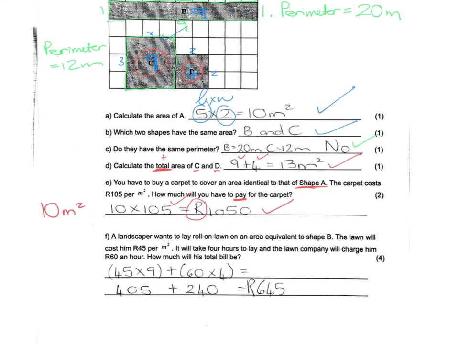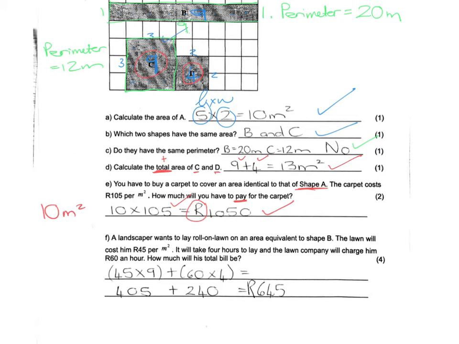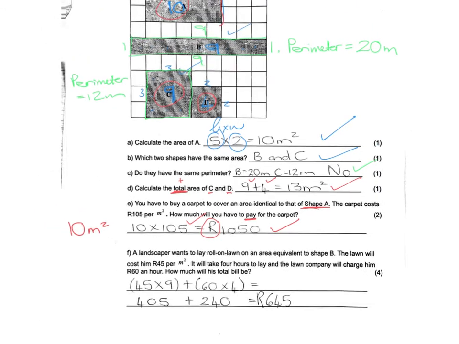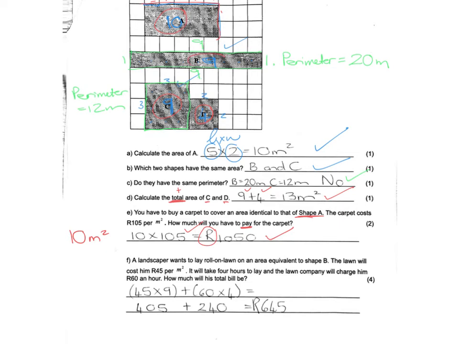A landscaper wants to lay roll-on lawn on an area equivalent to shape B. So if I look at B and I want this area to be covered in grass, that's 9. I've already counted 1, 2, 3, 4, 5, 6, 7, 8, 9 square meters, or you could say 9 times 1 is 9. The lawn will cost him 45 rand per square meter. So here's my first sum. 45 rand times the 9 square meters. That's how much money I'll pay for the lawn.